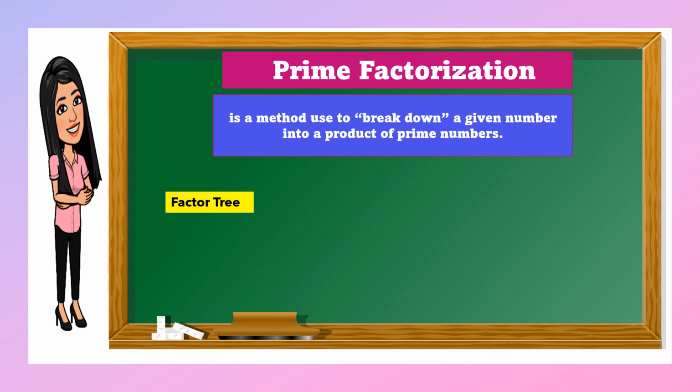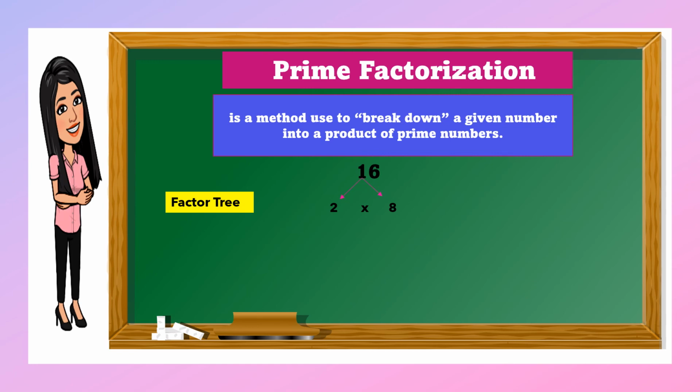So the example below shows how a given number can be expressed as a product of prime factors. Observe how it was done. So let us express 16 as a product of prime factors. You will notice that they use different factors as the beginning, but they got the same answer at the end. So let us get the first factors of 16. So we have 2 times 8.